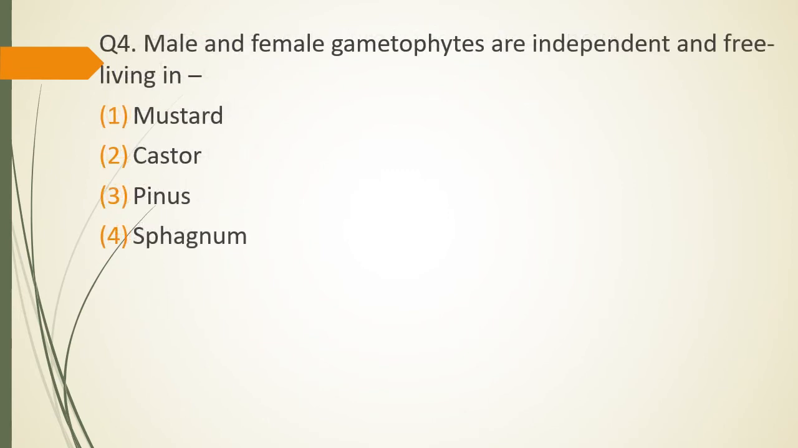Question number 4. Male and female gametophytes are independent and free living in mustard, castor, pinus, sphagnum. Male and female gametophyte are independent and free living in. The correct answer is option 4, sphagnum.